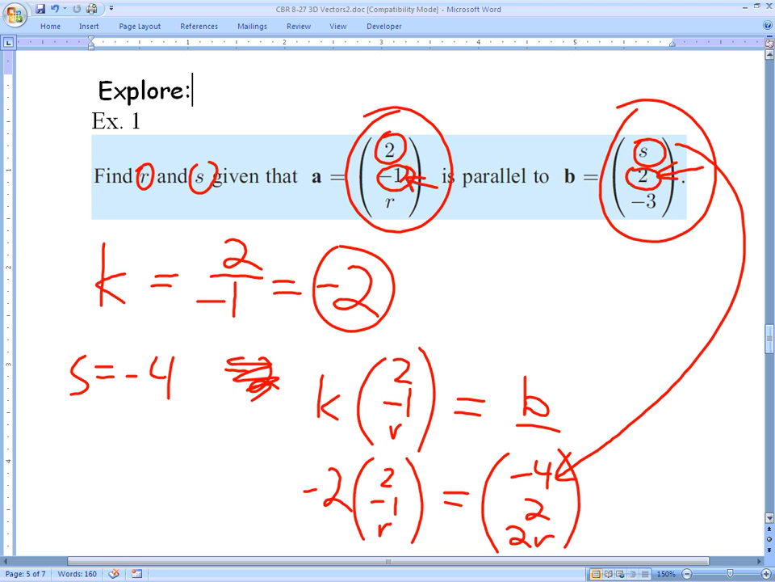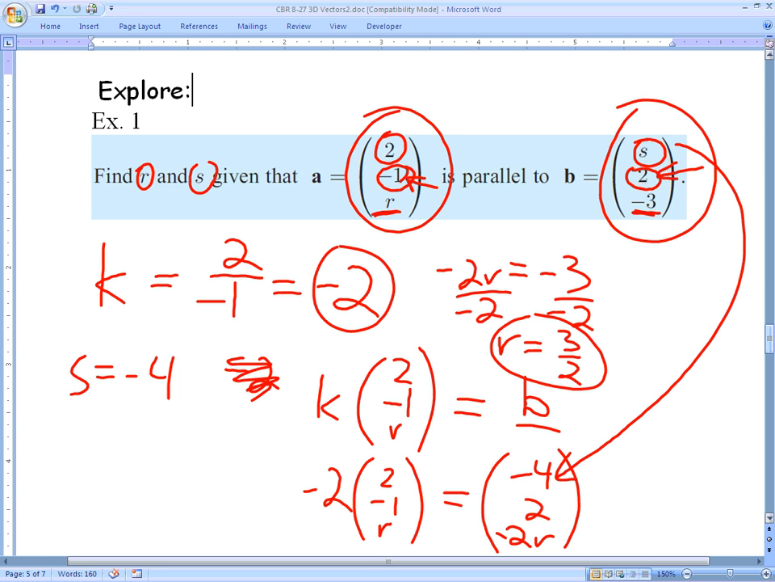And then, unfortunately, I'm going to have to go the other direction. So if I've got this 3, negative 2 times the R should equal the negative 3. I can either go the other direction and divide, or I can just turn it into an algebra problem. Sorry, that should have been a negative 2 there. Negative 2R equals negative 3. Divide both sides by negative 2. And so I get R equals 3 halves. So S equals negative 4, R equals 3 halves. Not my best explanation, but I think we got the job done.